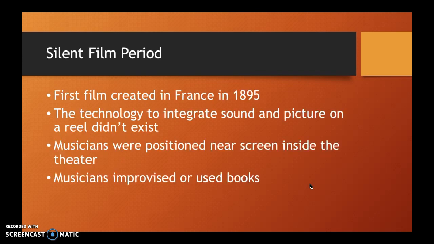First, taking a look at the silent film period. The first film created was in France in 1895, but the technology didn't exist to integrate sound and picture on a reel. So musicians were originally positioned near the screen inside the theater, and musicians largely improvised or used books to figure out what to play during the course of the film.